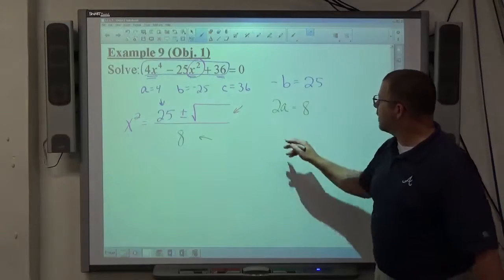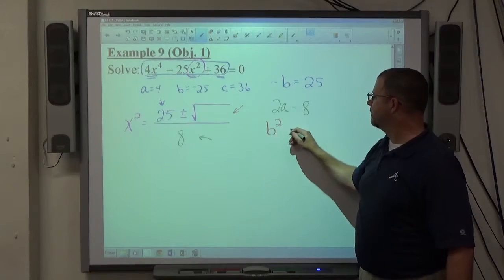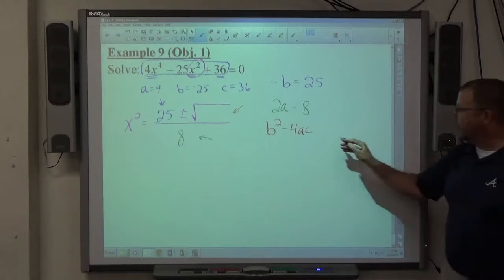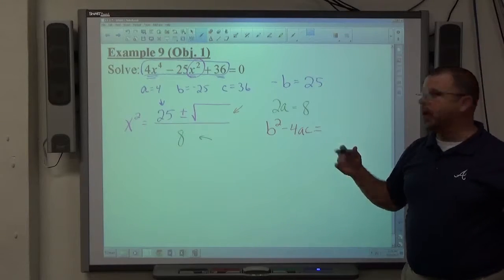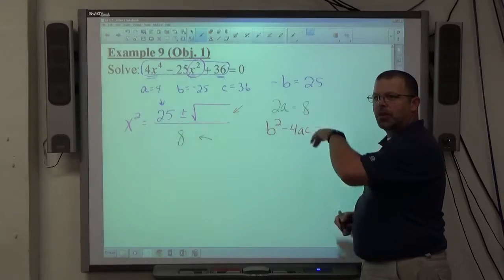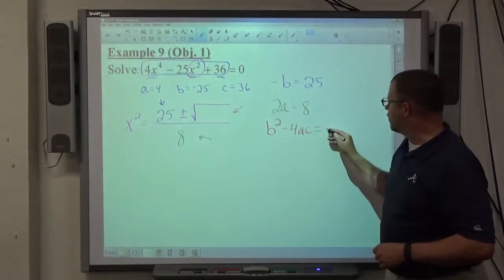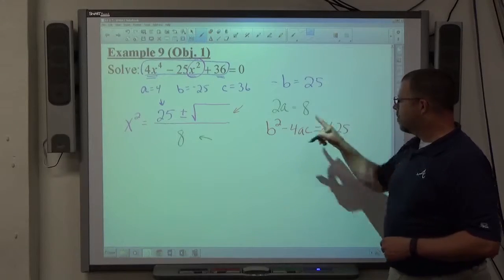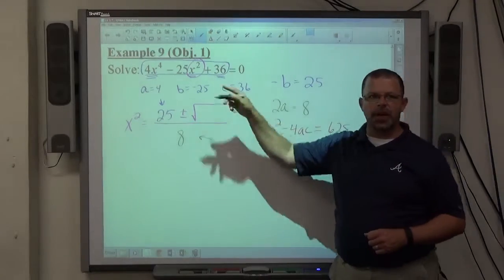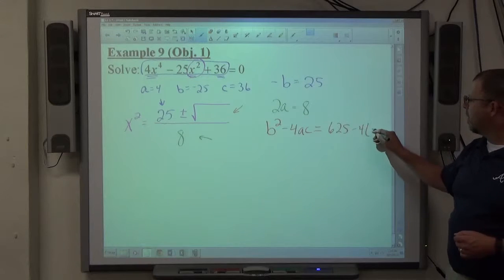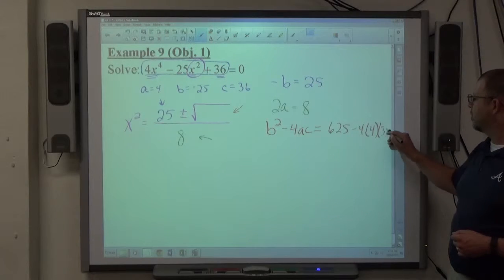And then the red is b squared minus 4ac. And this is the only one I actually spend time working out. Change a sign, double a number, those are easy. This one I'm going to actually write it out. So b squared, 25 squared is 625. b squared is always positive regardless of b's value because of the sign and the number being squared. Minus 4 times a, which is 4, times c, which is 36.